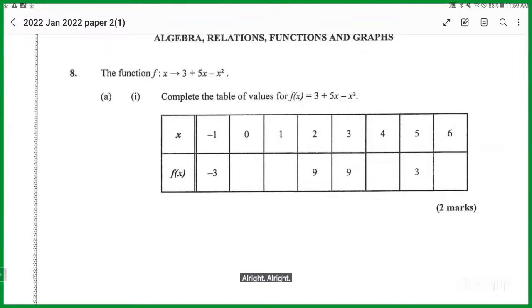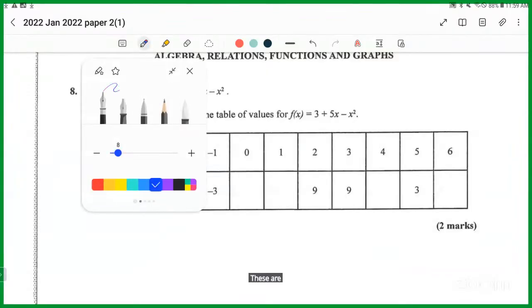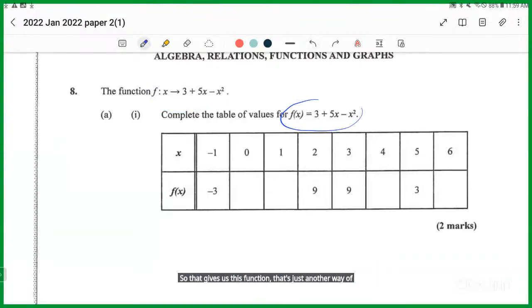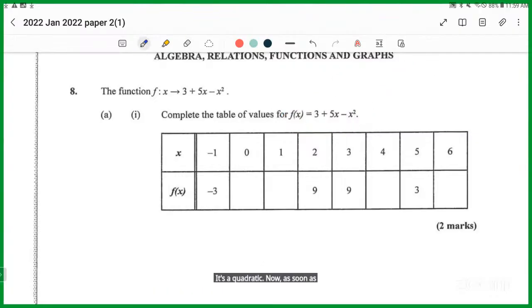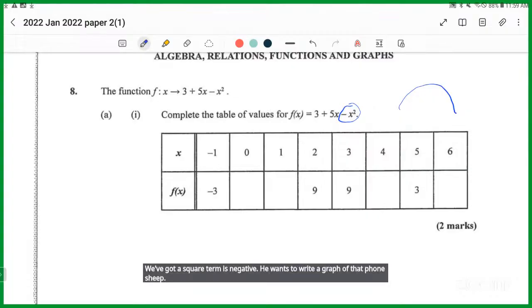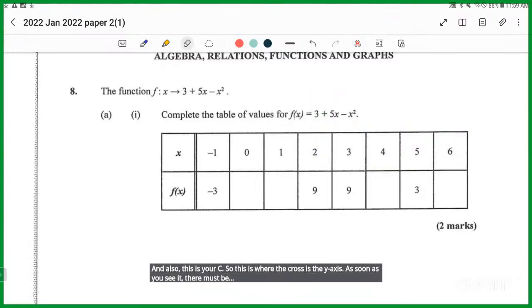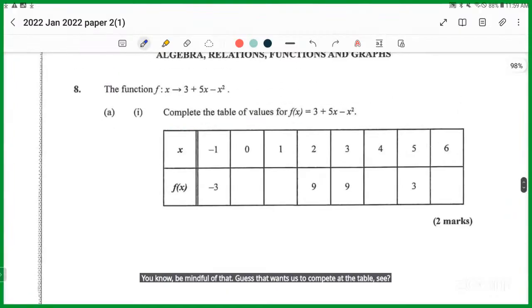Alright, so let's go. These are exam past paper questions from a very recent exam, so these are the kinds of questions that you will get in the exam. That's a quadratic question. They give us this function, which is just another way of writing this. And as I said, I could also put y equals 3 plus 5x minus x squared. It's a quadratic. As soon as you see a quadratic function, because the square term is negative, you must know that the graph has a round shape. And also, this is your c, so this is where it crosses the y-axis. The question wants us to complete the table, meaning you have to fill in these values.